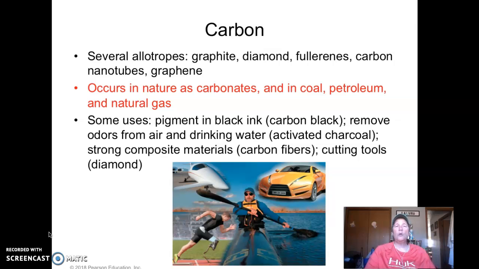Okay, some of the uses, we use it in black ink, carbon black. We use it in filters to get rid of odors. If you have a drinking water filter like a Brita or a Pur, they have carbon, activated charcoal in there. We have strong composite materials, carbon fibers we can use in cutting tools. Diamond's one of the hardest substances known to man, can use in cutting. Carbon is just everywhere in so many different forms.